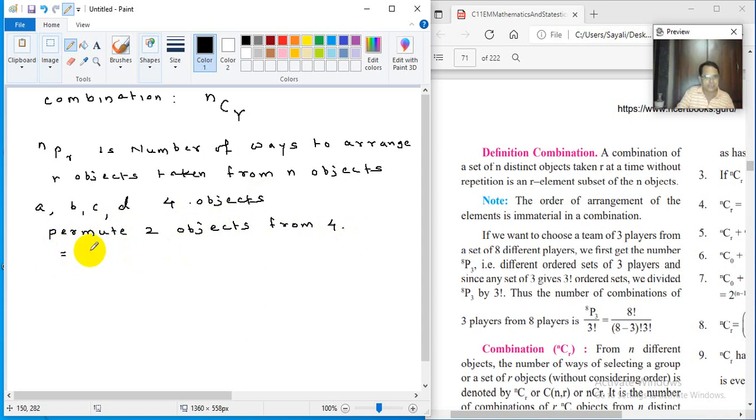सो फर्स्ट थिंग इज सिलेक्ट 2 ऑब्जेक्ट्स, म्हणजे हा काय नंबर वगैरे नाही आहे, मी आपला एक प्रोसिजर लिहितोय. परम्यूट 2 ऑब्जेक्ट्स फ्रॉम 4. सो फर्स्ट थिंग इज सिलेक्ट 2 ऑब्जेक्ट्स. ओके, अँड देन अरेंज देम. अरेंज दोज ऑब्जेक्ट्स.